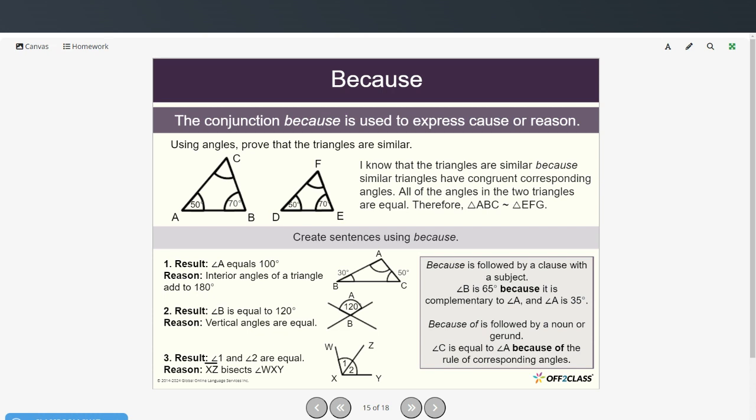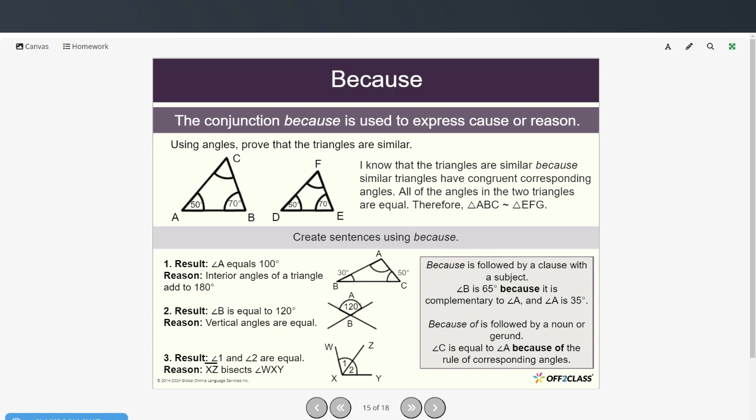So here we have A equals 100 degrees, and the reason is interior angles of a triangle add to 180 degrees. So the sentence would be angle A equals 100 degrees because angle B and angle C add up to 80, and so 180 minus 80 equals 100.